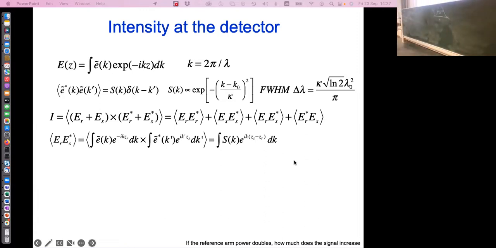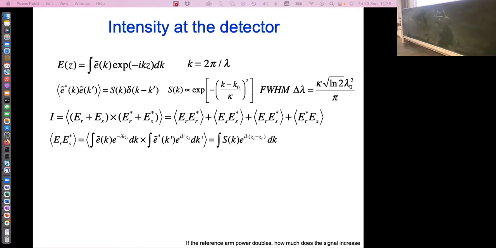So let's take a look now at the intensity. The intensity that I measure at my detector is the E field coming back from the reference arm plus the E field coming back from the sample arm, multiplied with its complex conjugate. So the reference arm complex conjugate plus the sample arm complex conjugate. I can factor out all these different terms now: the reference arm with its complex conjugate, the sample arm with itself, complex conjugate, and the interference term of reference arm with sample arm and sample arm with reference arm. So this one just gives me a background intensity, but the reference with sample arm gives me an interference term.